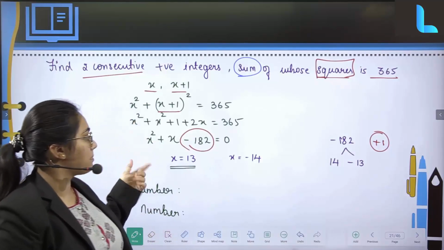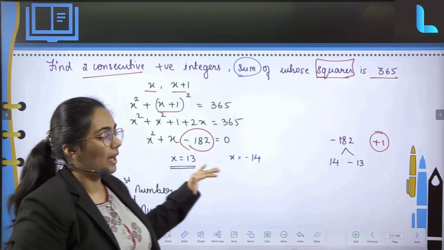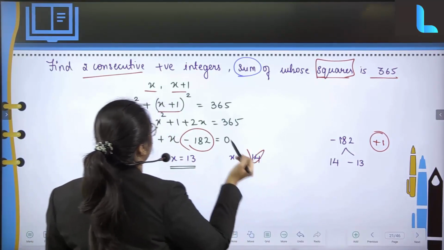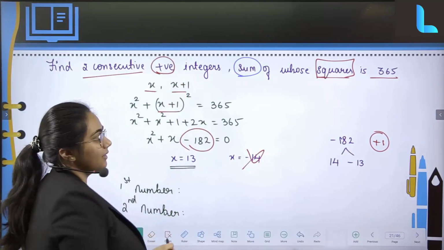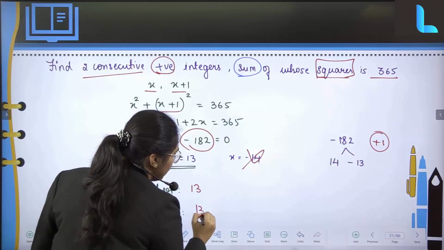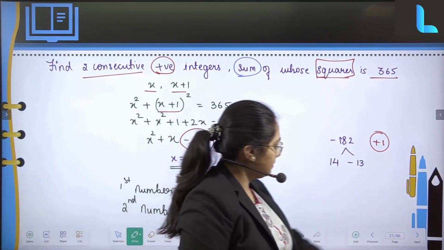You have to show the steps also. Directly you're not supposed to write this. So x is going to be equal to either 13 or minus 14. See, you cannot consider minus 14. They have clearly asked for positive integers. So the two numbers are going to be 13 and 13 plus 1. Right.